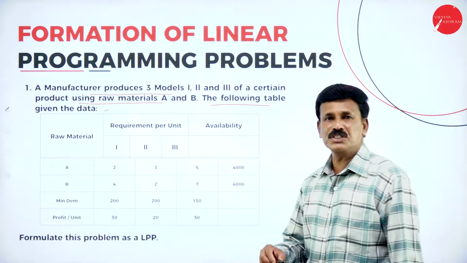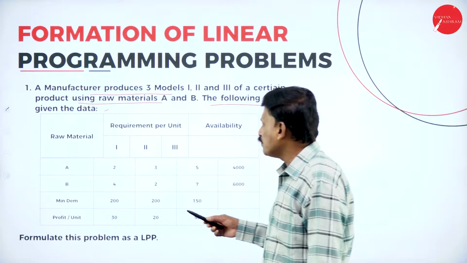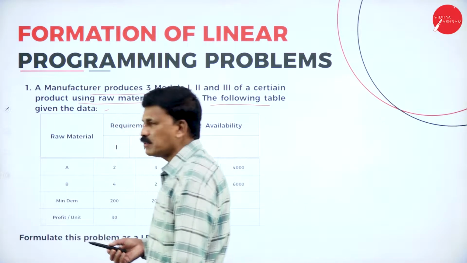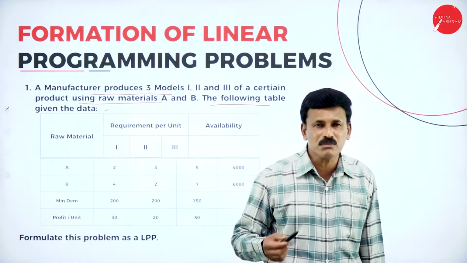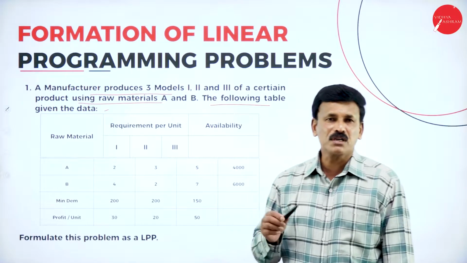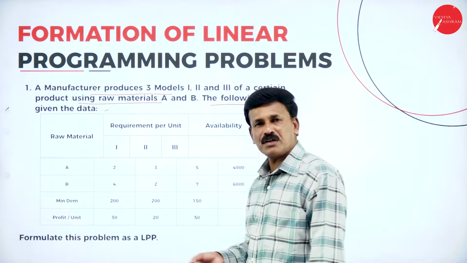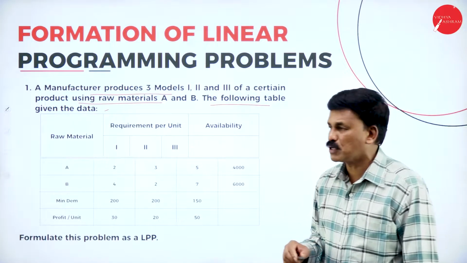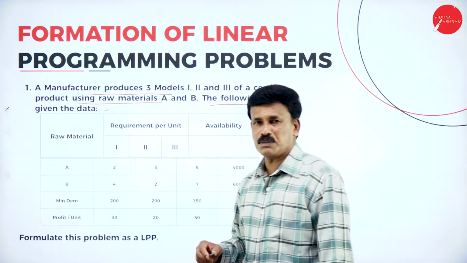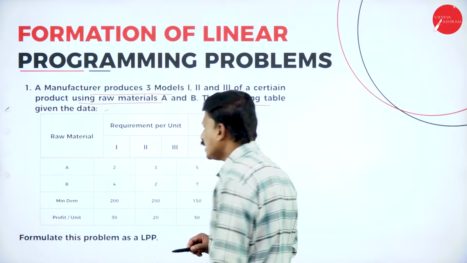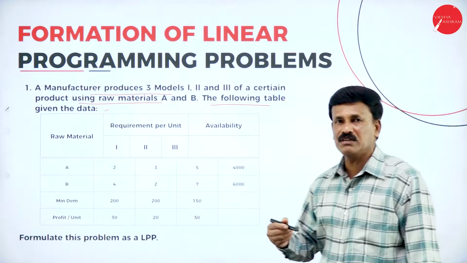Now, depending upon this condition, let us formulate an LPP. Whenever the profit is given, this must be a maximization problem to get the maximum profit with the minimum expenditure, with the least expenditure. That is one of the advantages of this linear programming problem: getting the maximum profit using least expenditure, least cost. Now before going to the exact formulation, let us define the decision variables.